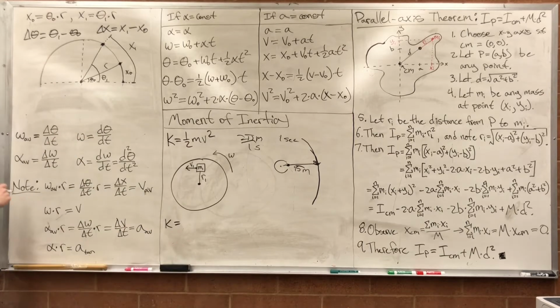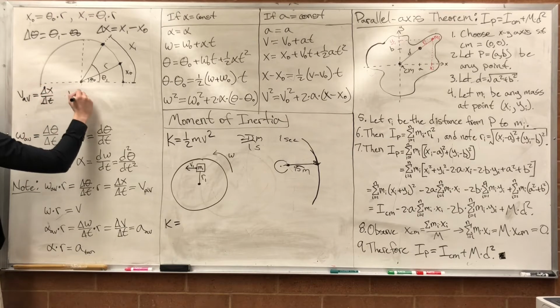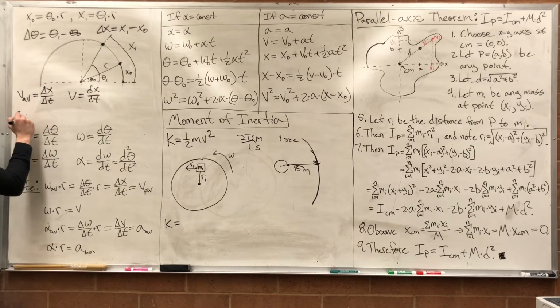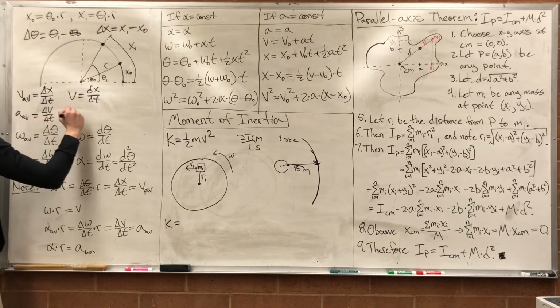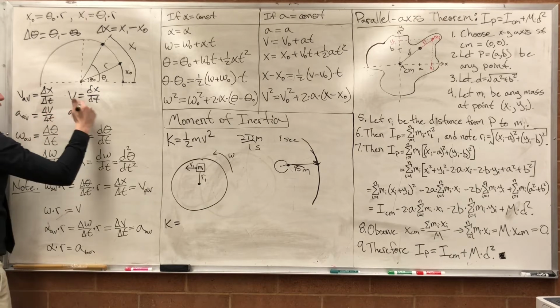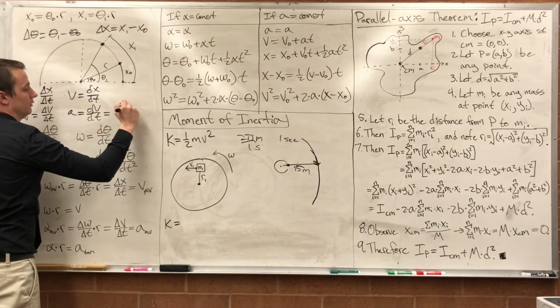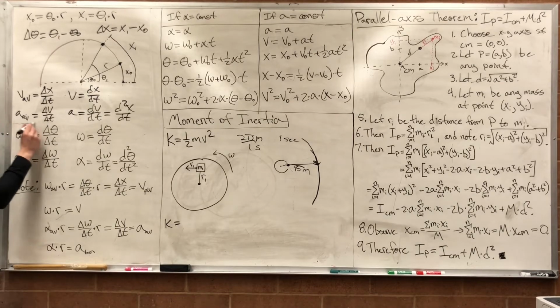We defined, reminding us of some things we've been using for a long time, your average velocity was delta x over delta t. Your instantaneous velocity was dx/dt. Your average acceleration was change in velocity over time. And your instantaneous acceleration was dv/dt, or the second derivative of x with respect to time. Those are our super old definitions from like class 1.